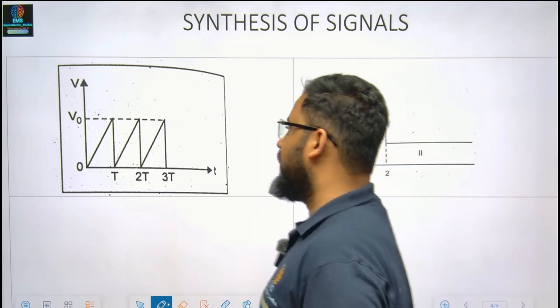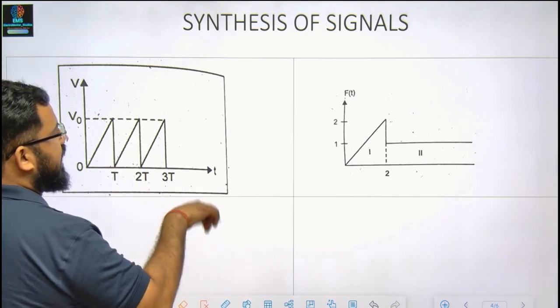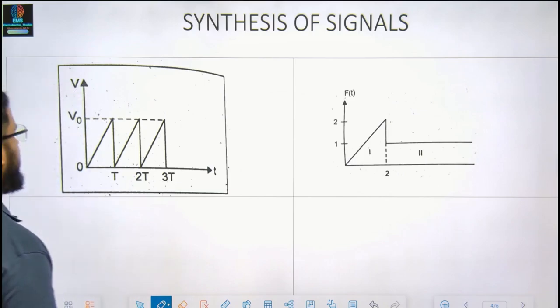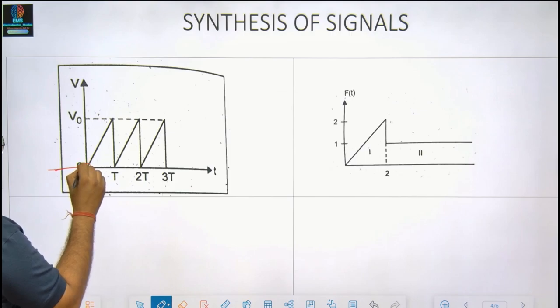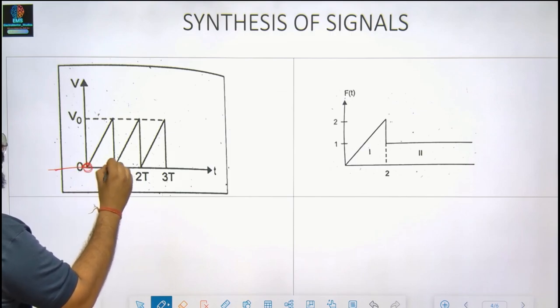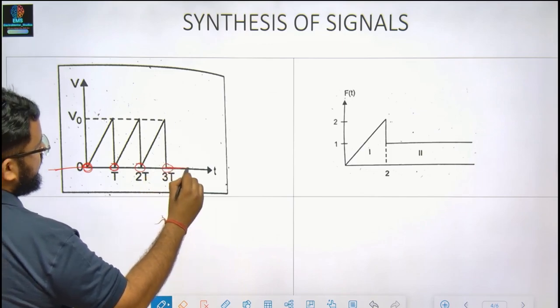Now again, we have a question. So synthesis of sawtooth waveform. This has been asked many a times in the form of you have to synthesize this form in the form of Laplace. So let us see what are the change of points. We have a change of point over here, change of point over here, change of point over here, and change of point over here.